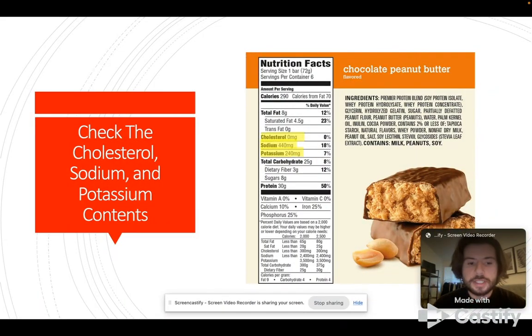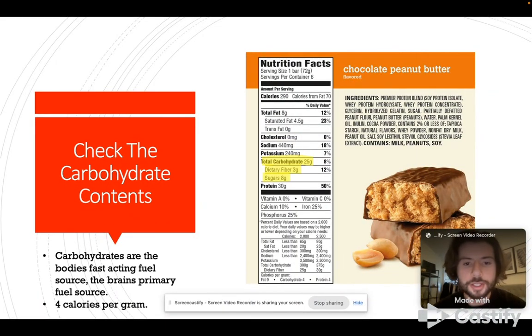And then moving down, we have our carbohydrates. So carbohydrates is extremely broad.